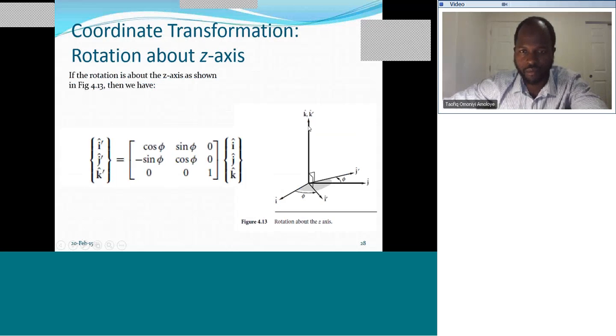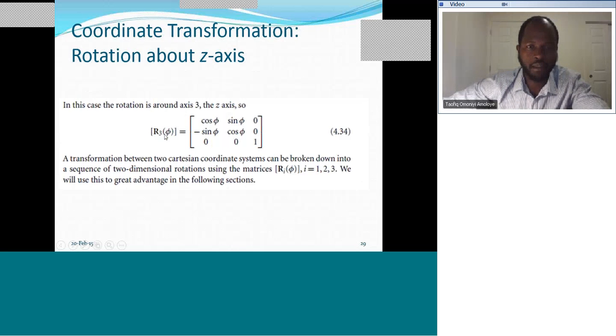So that means the k prime unit vector in the prime system and the unit vector in the unprime system are coincident along the same line. We are just rotating about the z-axis. In a similar fashion to what we did for the rotation about the x-axis, the rotation about the z-axis produces this direction cosine matrix, denoted by R3 phi equals this.